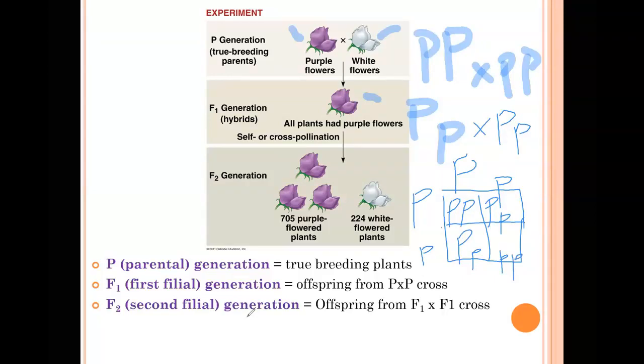So if purple is the dominant trait, anytime you see a big P, it's going to show the dominant trait. And so if you look right here, that has a big P, that's going to be purple. That has a big P, that's going to be purple. That has a big P, that's going to be purple. And then this one right here is little p, it's going to be white. So what you can conclude is 75% of the F2 generation is going to be purple, 25% of the F2 generation is going to be white.